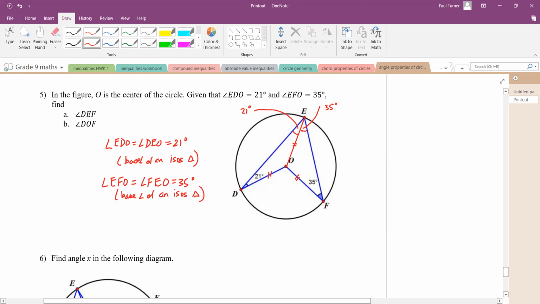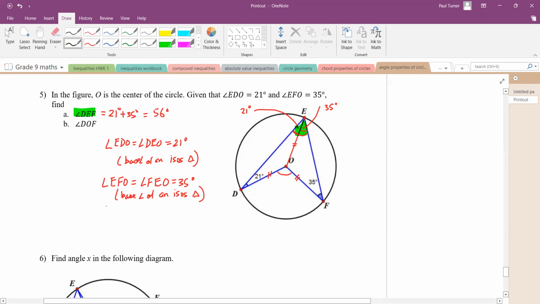Okay, so now we can do the sum. We can add these angles to get our first answer. So for DEF, it would be 21 plus 35 degrees equals 56 degrees. Okay, so this total angle here is 56. So for angle DOF, which is this angle here, the angle outside the shape, that will be twice the green angle here, twice of 56.